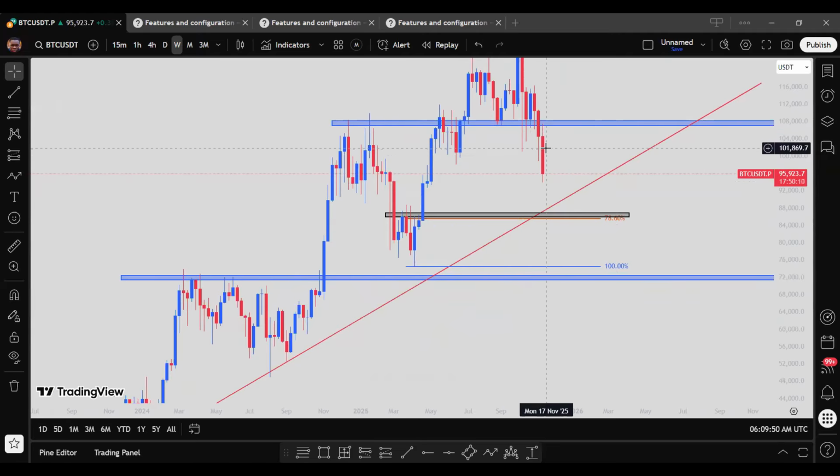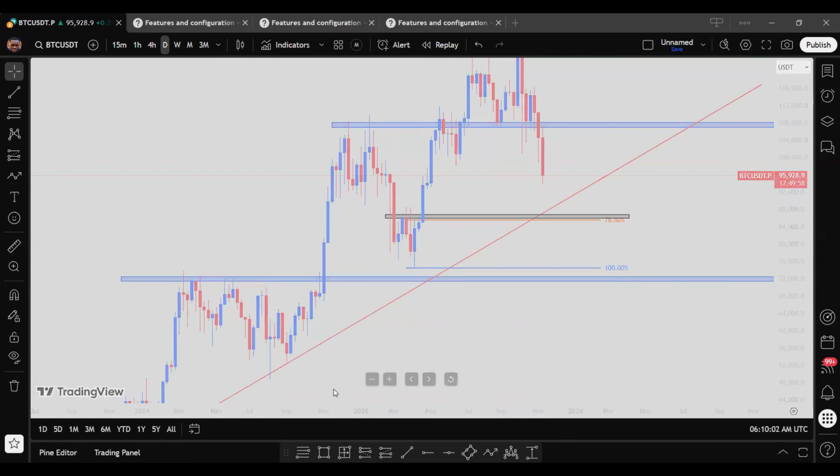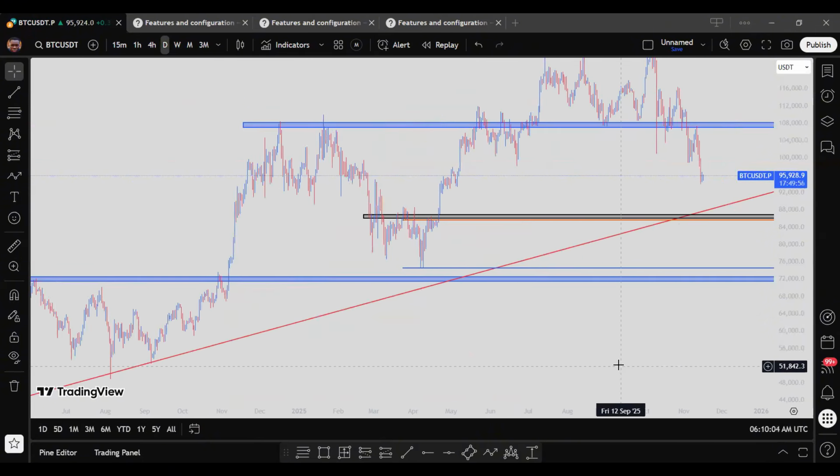What I'm just expecting on Bitcoin is for price to go into this one. We have a key level here, we have a trend line, we have a Fibonacci here too. If price continues back to the downside, I'll be expecting price to go into this one before I start looking for a buying opportunity on it. So that's just how I'm looking to trade Bitcoin at the moment.